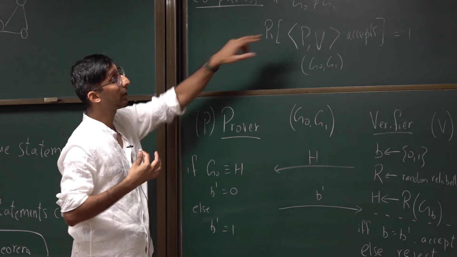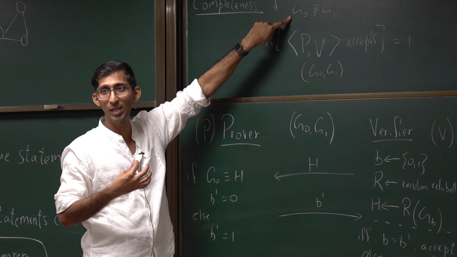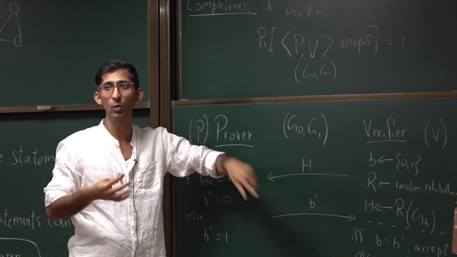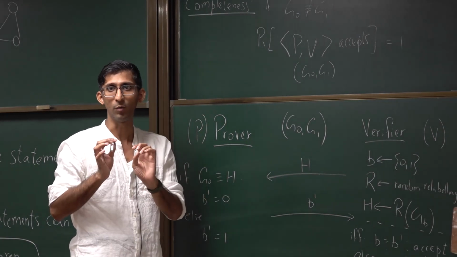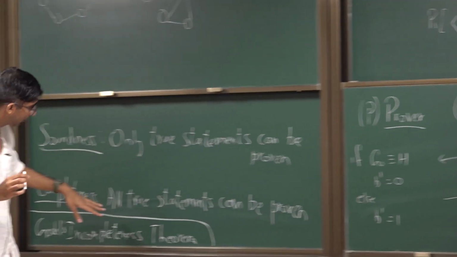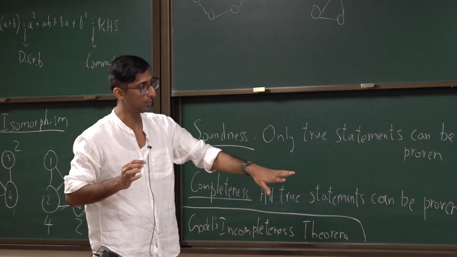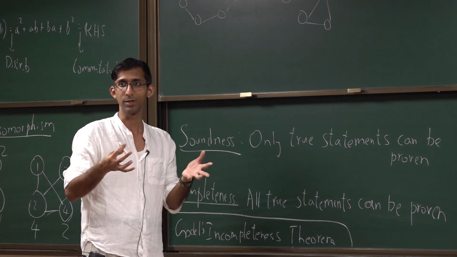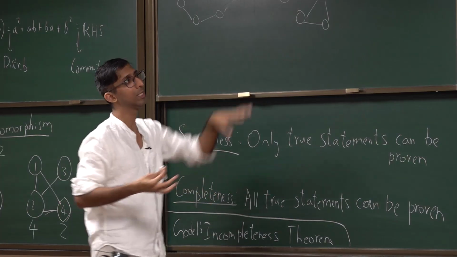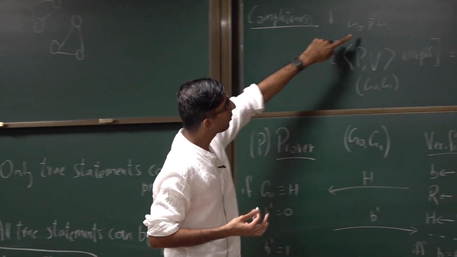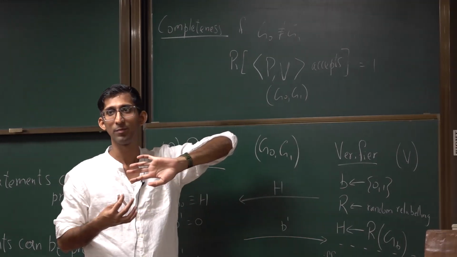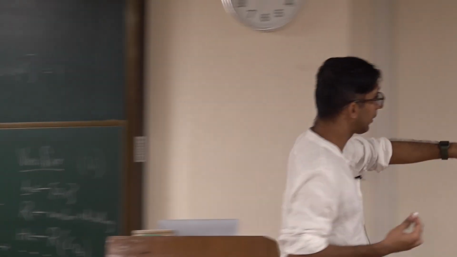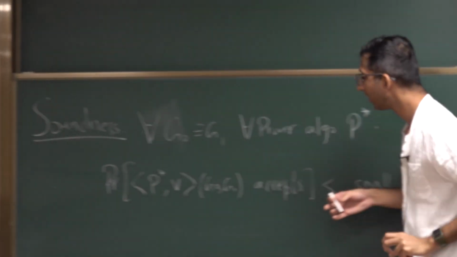So if the statement is true, this is what the proof is claiming. If the statement is true, then you want the proof to succeed. Then you want the proof to be convincing. That's what we want, because it corresponds to saying all true statements can be proven. That's the same as saying if a statement is true, then the proof should be accepted by the verifier. That's what completeness means.